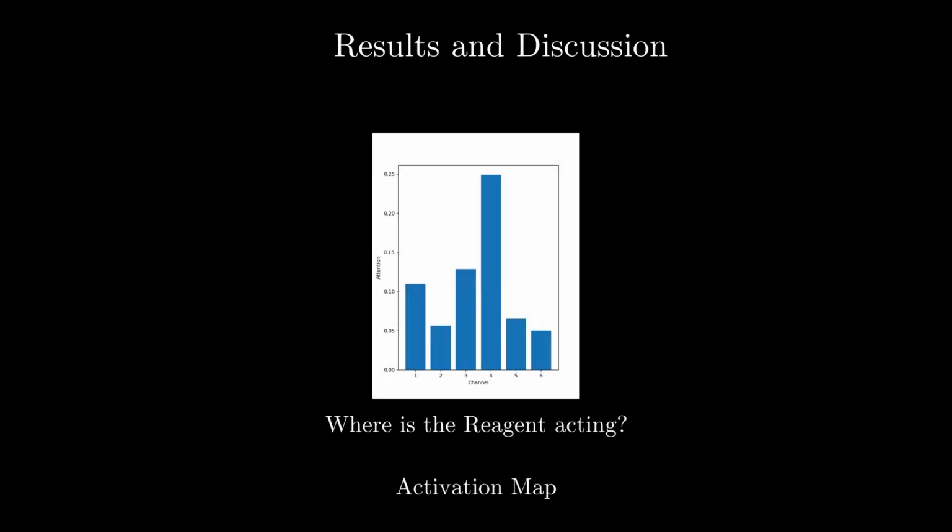This plot gives a glimpse of that idea. For the sample shown before, the reagent pays high attention to channel 4 as compared to other channels. This should be an indication that the reagent is acting on the nucleolus because that is the part captured in channel 4.